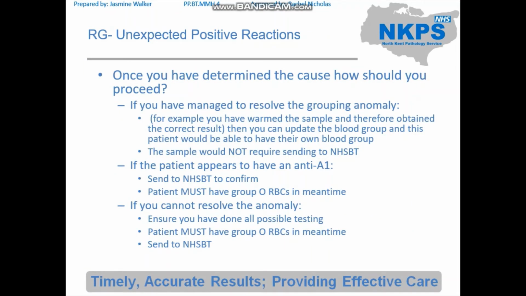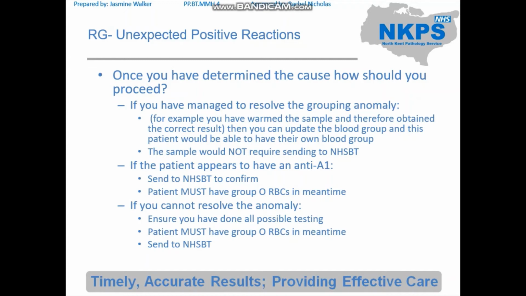Once you've determined the cause, how would you proceed? If you've managed to resolve the grouping anomaly by warming it, for example, then you don't need to send it away. You can update the blood group on the LIMS system and you'll be able to give the patient their own blood group. If you haven't been able to resolve it, then it would need sending away.